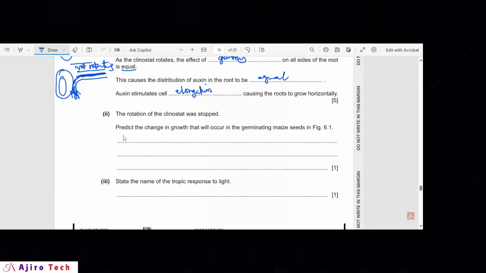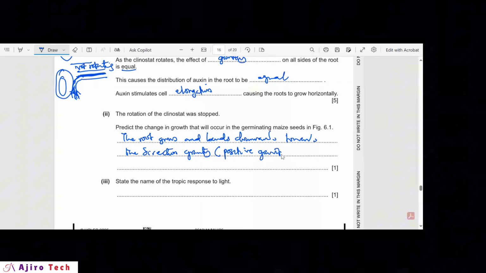So the root grows and bends downwards, right, towards the direction of gravity. That's what we call positive gravitropism.